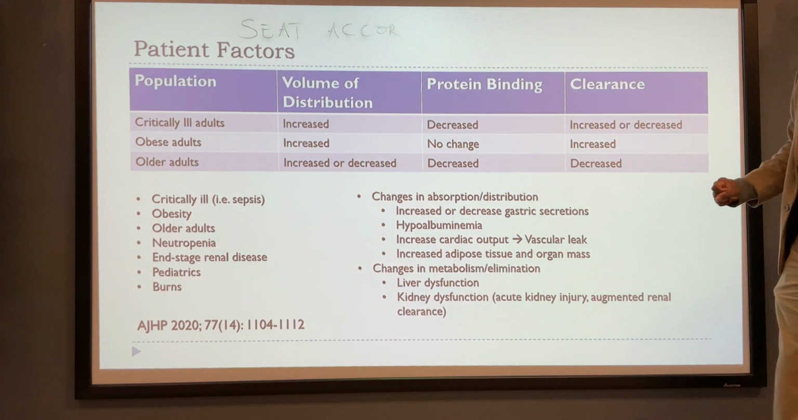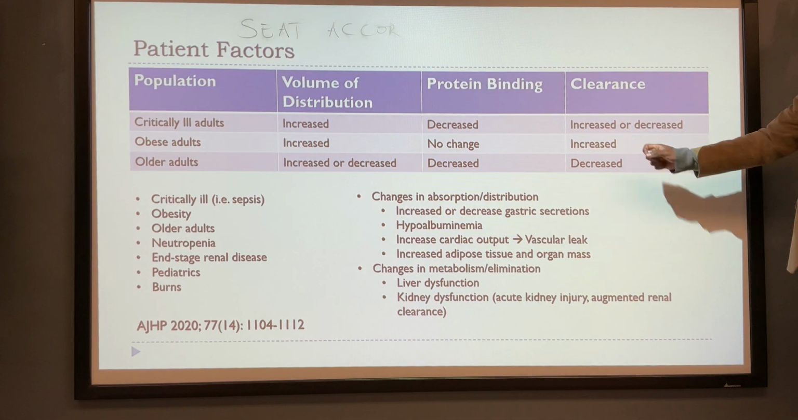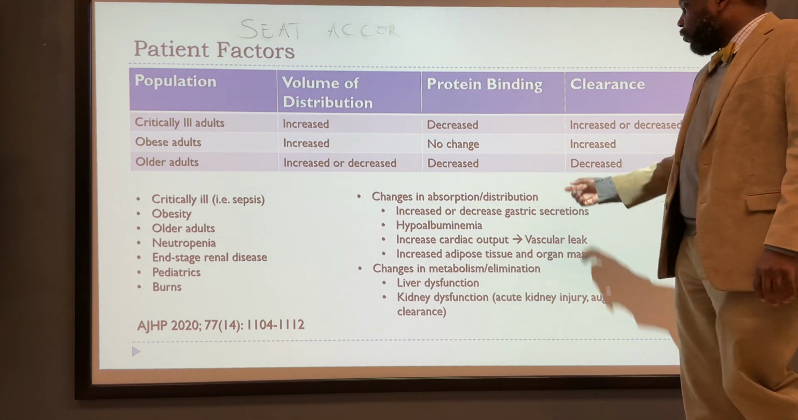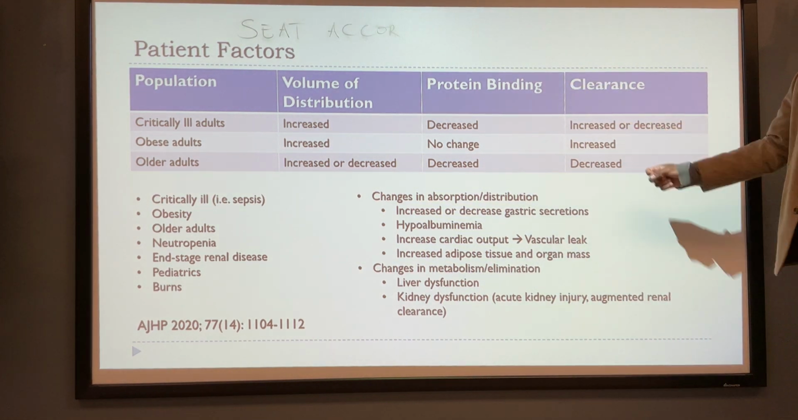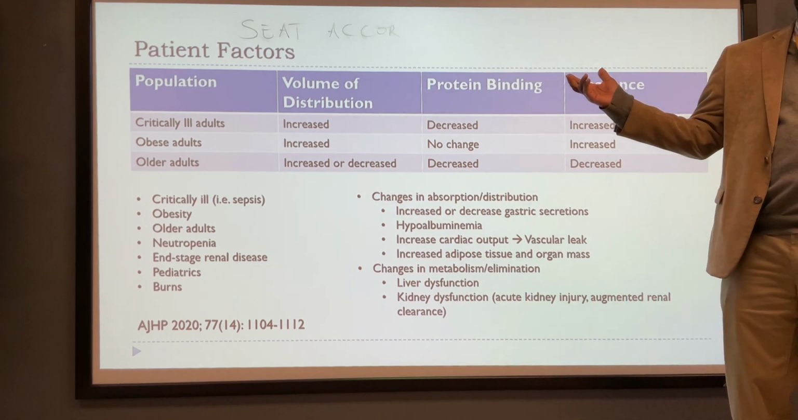Not necessarily a change in protein binding. Assuming that the renal function is normal, that increase in volume of distribution will lead to an increase in clearance. So does this make sense?